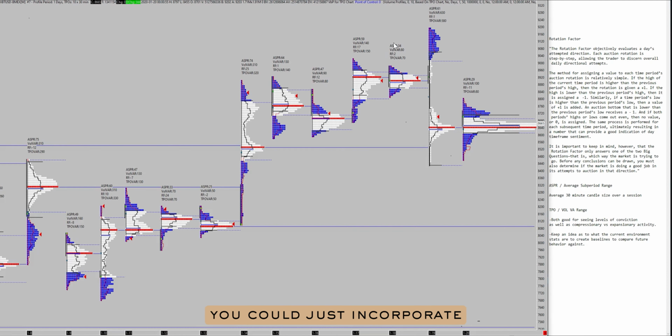Sometimes you could, if you want, incorporate also the high-low of these candles or high-low of these TPOs of the entire day. But these, I think, are the most actionable things to be paying attention to.